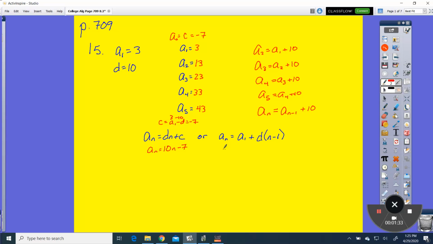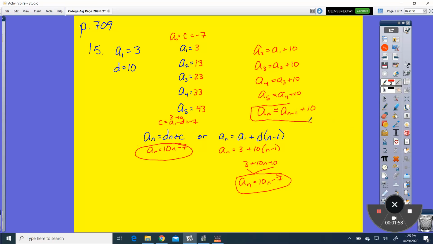Or if you use this formula, A1 is 3, the difference is 10, and n minus 1. I distribute the 10, 3 plus 10n minus 10. Now I can combine those like terms. So 3 minus 10 is negative 7, so I have 10n minus 7. This is what I'd prefer over the recursive formula, but this is the recursive formula. And these are the first 5 terms.